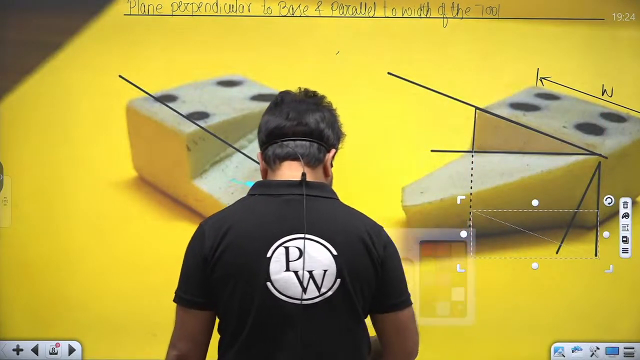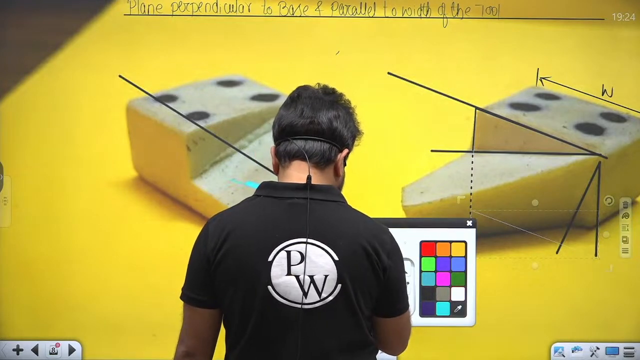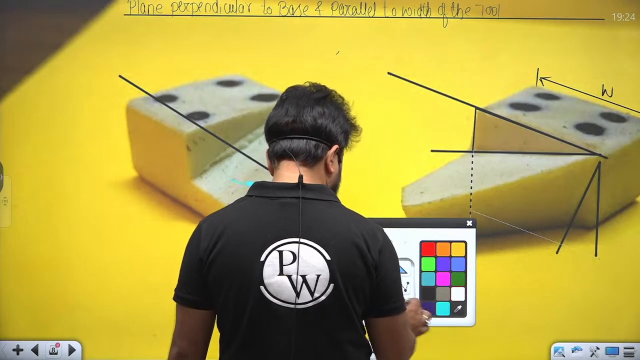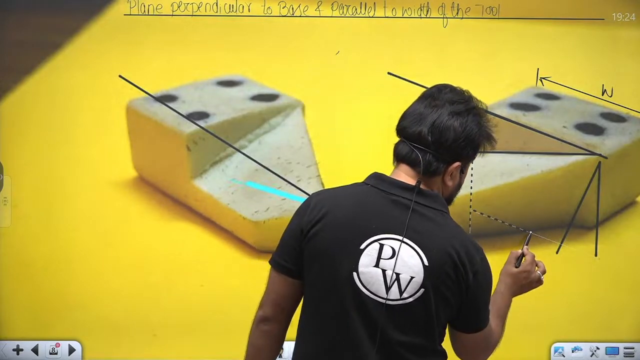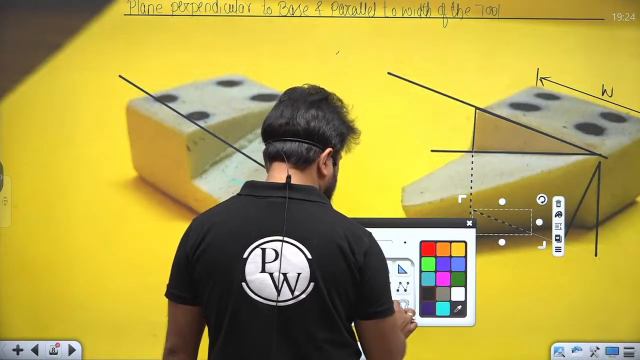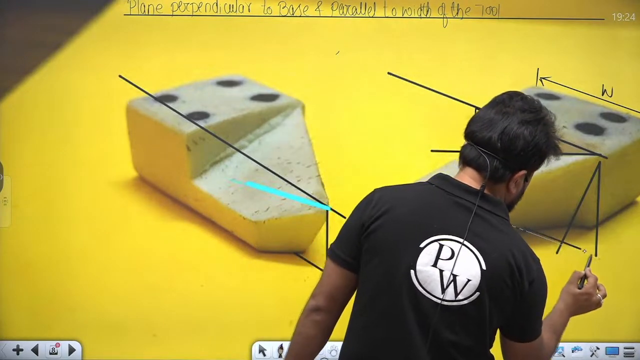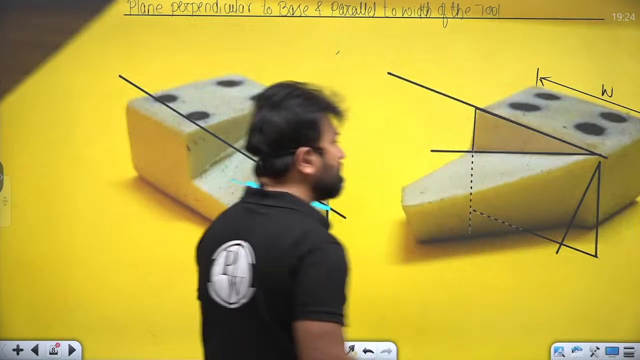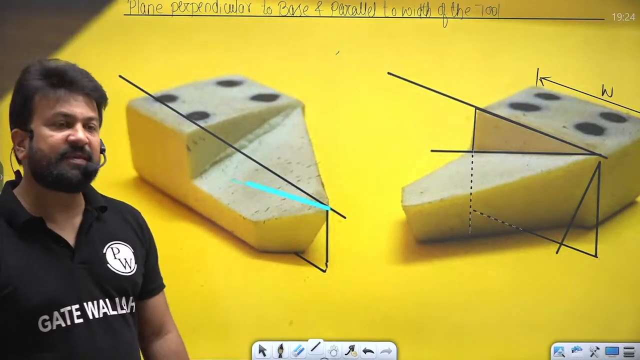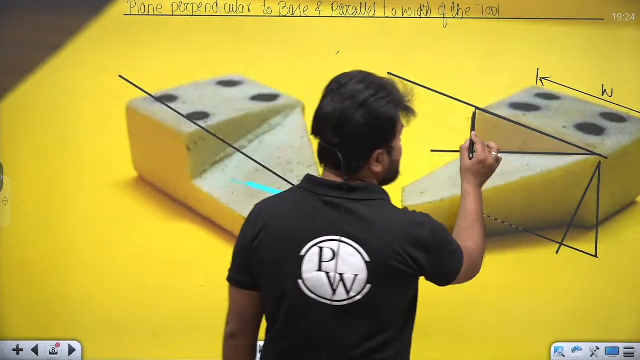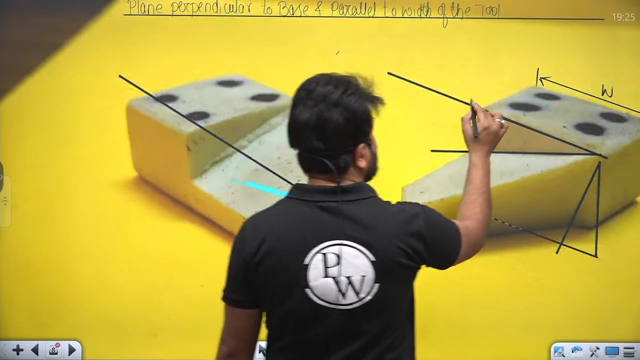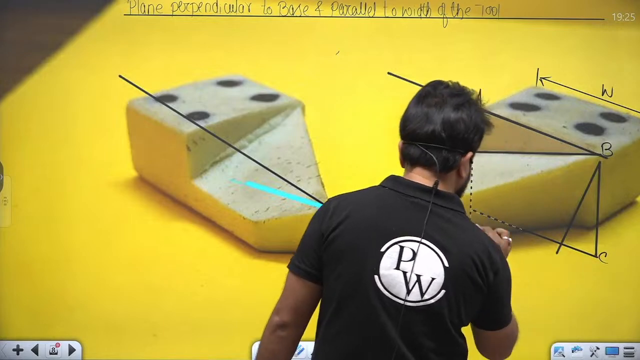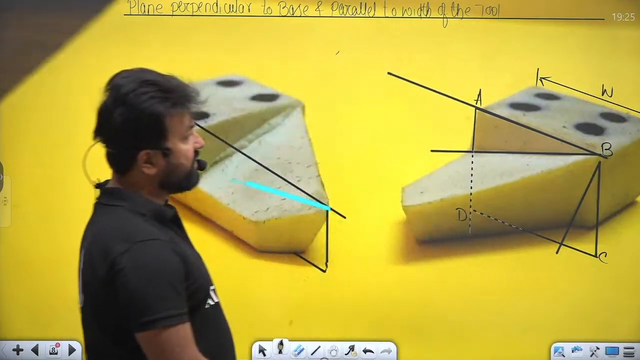Are you getting this point? I'm talking about this plane. Yes, is this plane clear? So this is a plane basically. Which plane is that? Your A, B, and D. This is the plane.